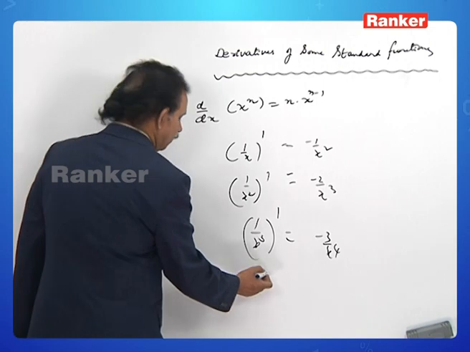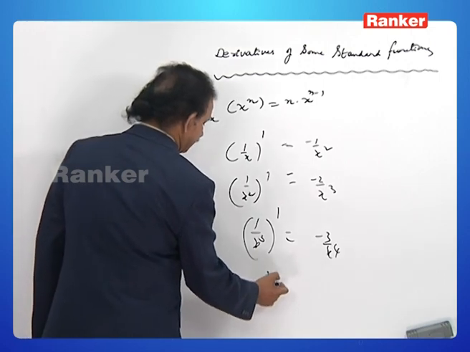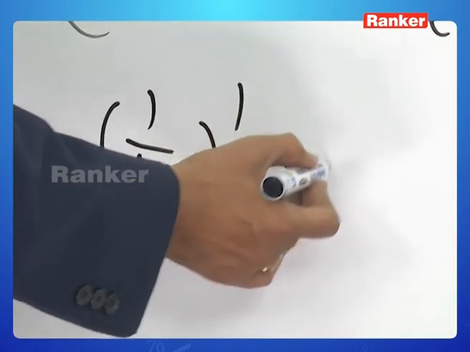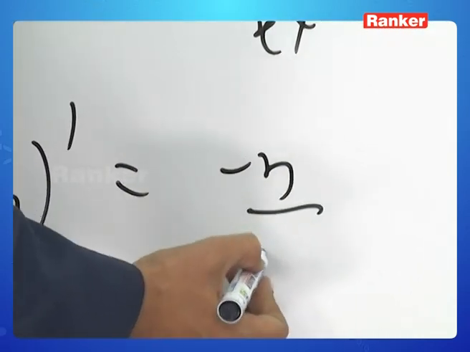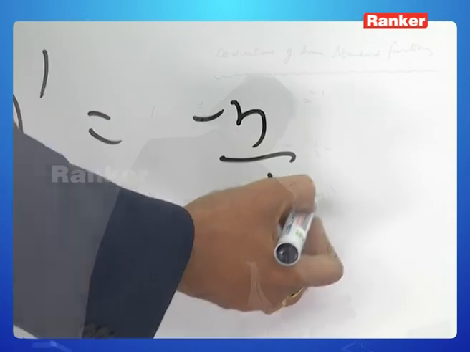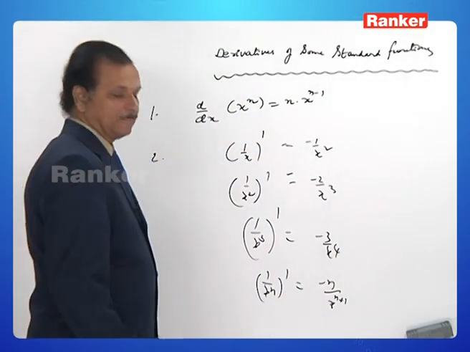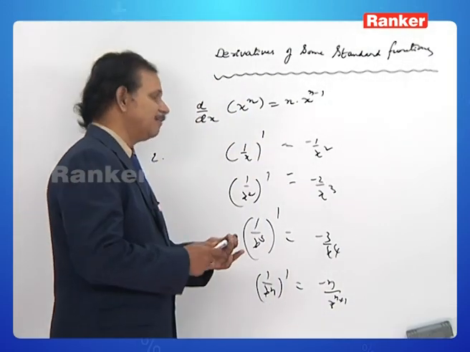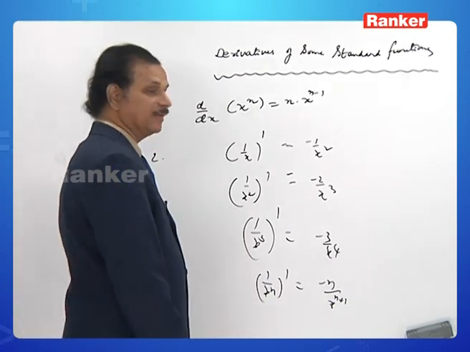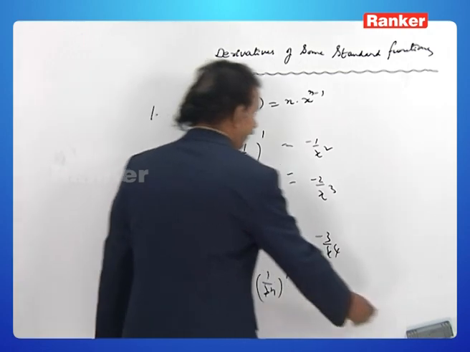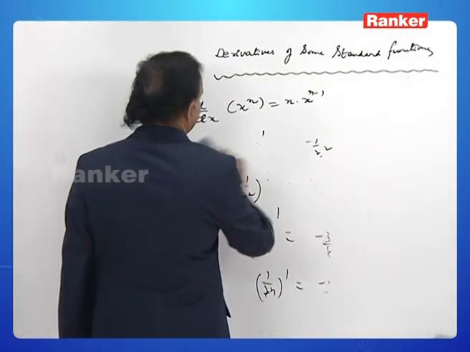And in general, what is the derivative of 1 by x power n? It's nothing but minus n by x to the power of n plus 1. Minus 1 by x to the power of n plus 1 is minus n by x to the power of n plus 1. Now, let us have this as the formula.